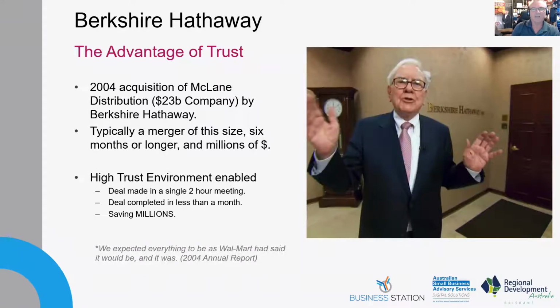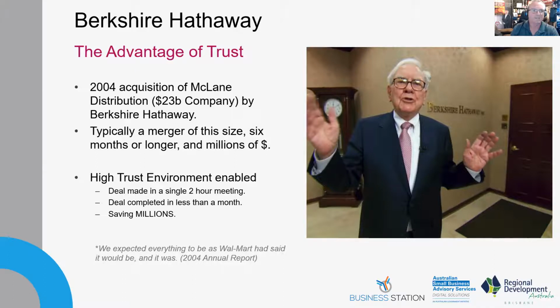In another example, which comes from the book The Speed of Trust by Stephen Covey Jr., and this is really interesting because it involves incredibly big and scary numbers. You may know the person here in the slide, a gentleman called Warren Buffett. Warren's one of the best, most trusted, influential, and richest business leaders in the world. Within the book, Covey talks about the 2004 acquisition of McLean Distribution by Berkshire Hathaway.